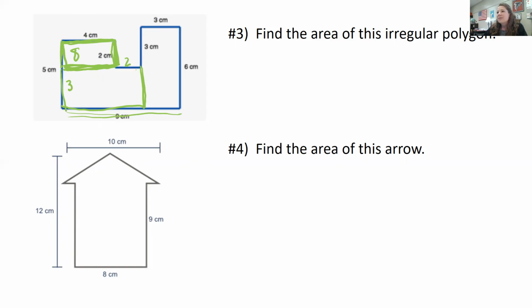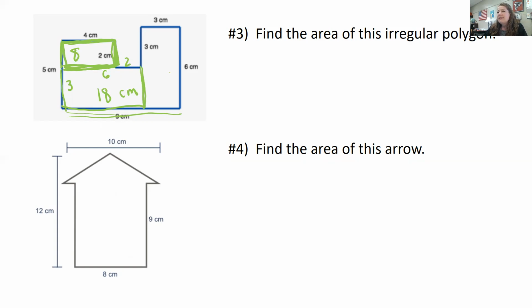So now, if this is 2 and this is 4, that means the dimensions have to be 3 by 6. Do you guys get that? Hopefully that makes sense to you. 4 plus 2 is 6. So the area of this rectangle is 18, 6 times 3.